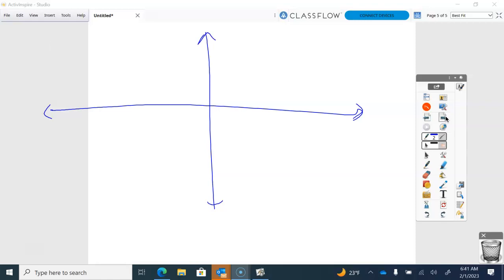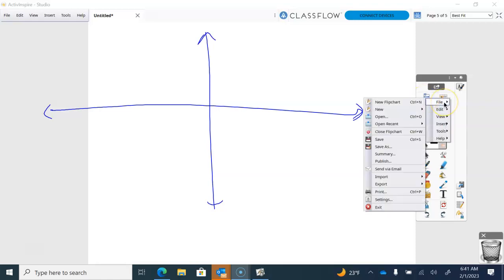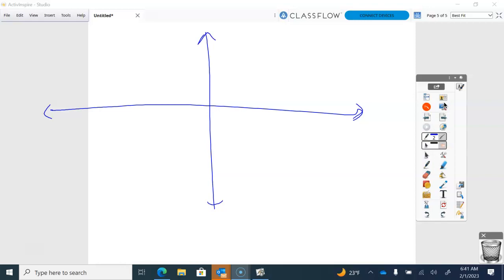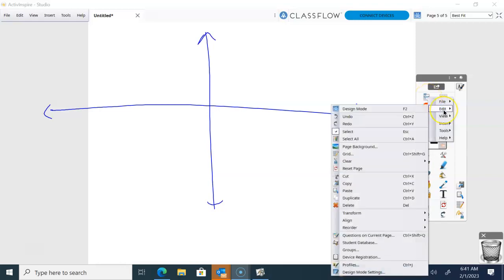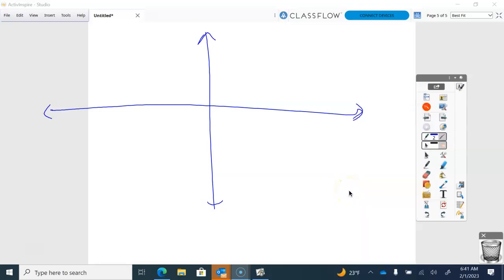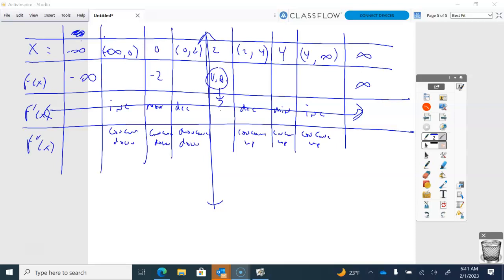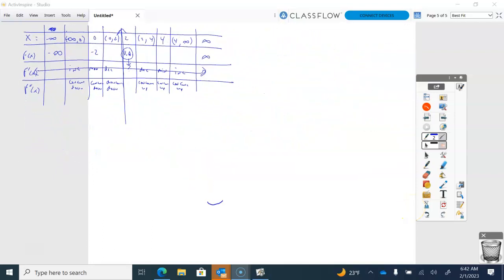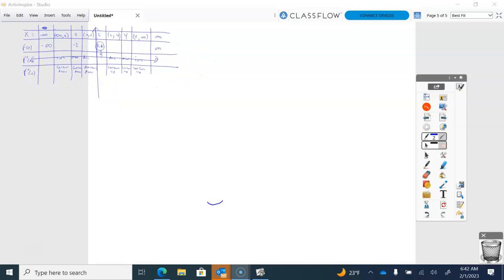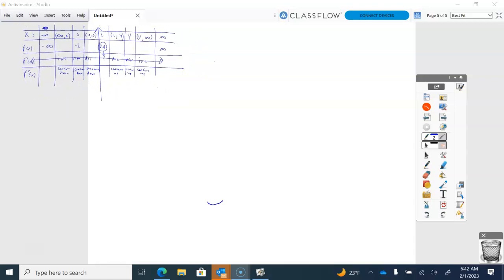Come on. Maybe I can do it this way. File. Nope. Edit. Sorry about this. Paste. Here we go. Did not paste it. Oh, there it is. Okay, good. Okay, I'm going to grab it on the corners and I'll shrink it down. Oh, I got the graph behind it. Okay, well, I can read it, so it's good enough.